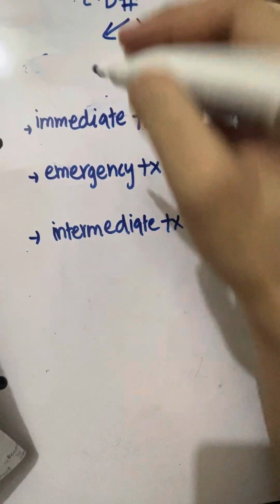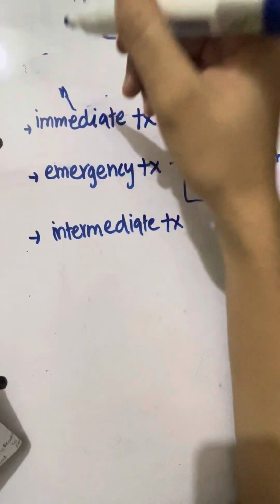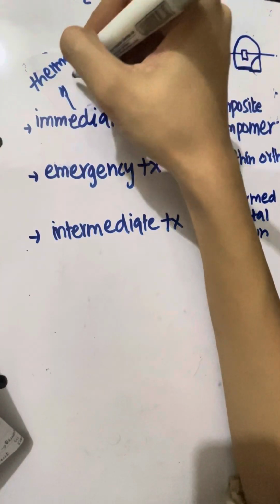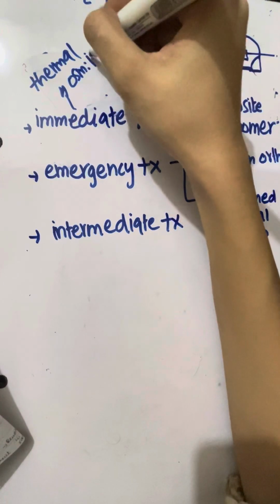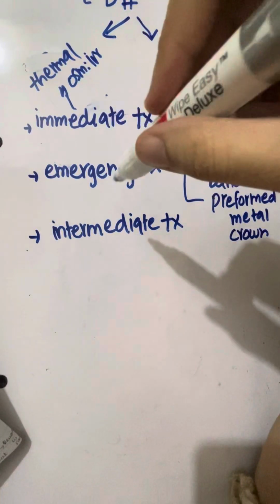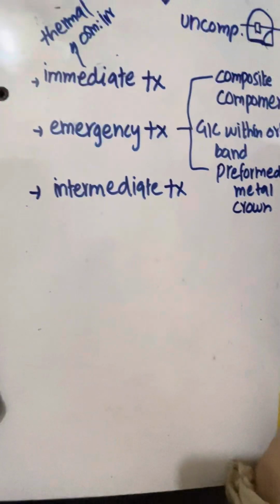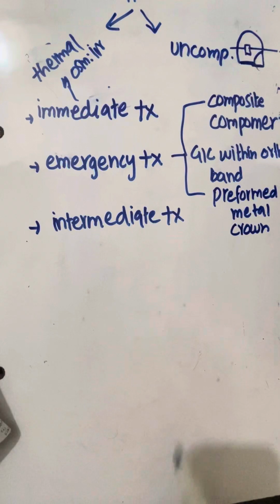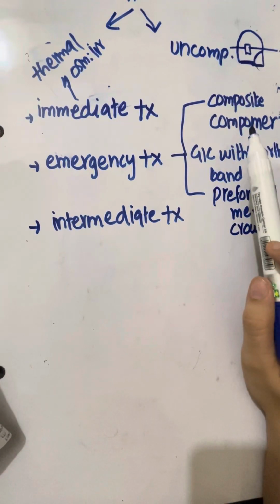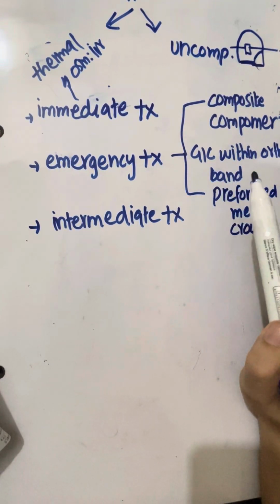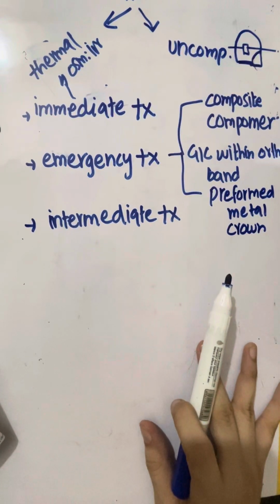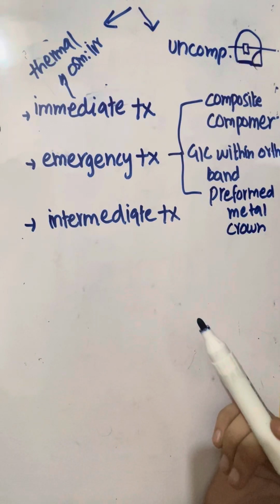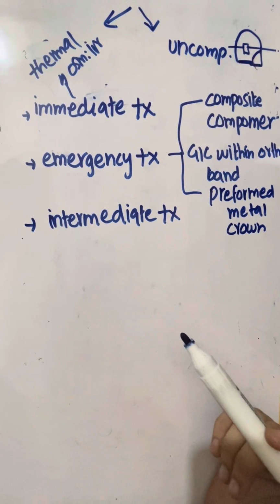So first is immediate treatment, which we do to protect the pulp against thermal osmotic irritation. The second is emergency treatment. In emergency treatment, we have three options. The first is composite or compomer. The second is GIC with orthodontic band. The third is preformed metal crown. These are all emergency treatment. Then comes the intermediate treatment.